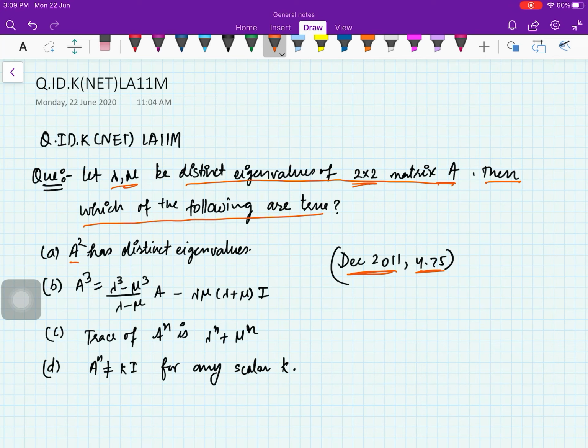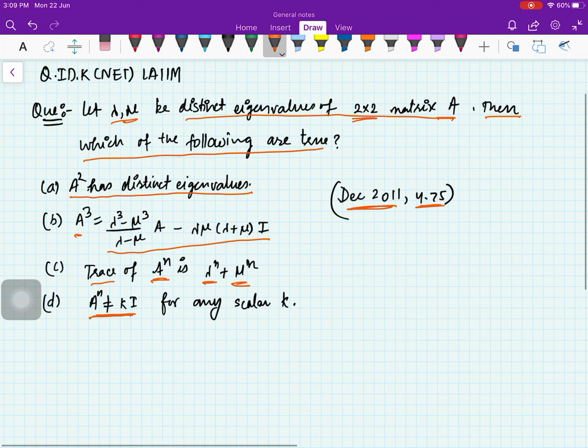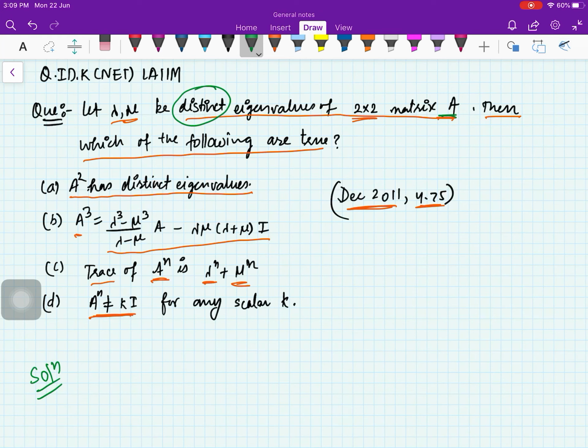The first option is A square has all distinct eigenvalues. Second option is A cube can be written as this. Third option is trace of A raised to power n is lambda raised to power n plus mu raised to power n. And the last option is A raised to power n is not equal to some multiple of identity for any scalar k. So let us see this question. This is a relatively simple question. Here you see lambda and mu are the distinct, the word is important, eigenvalues of A.